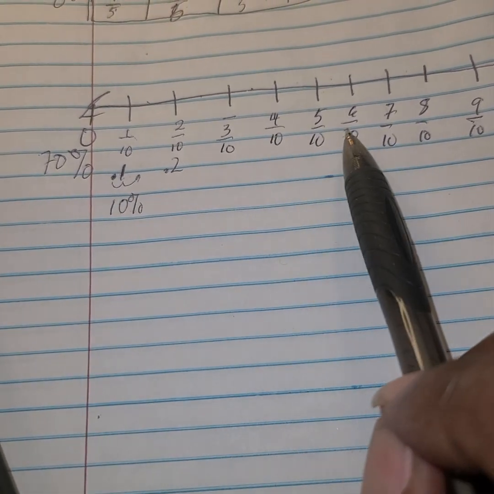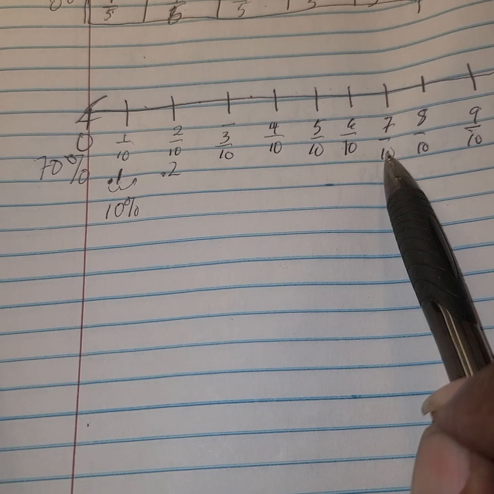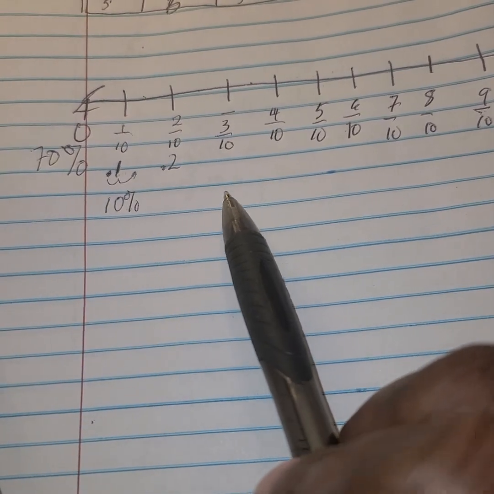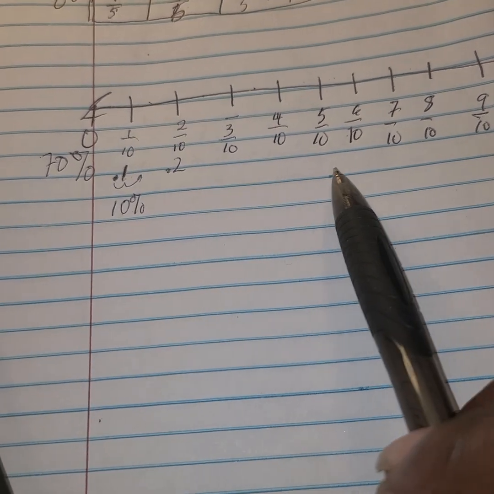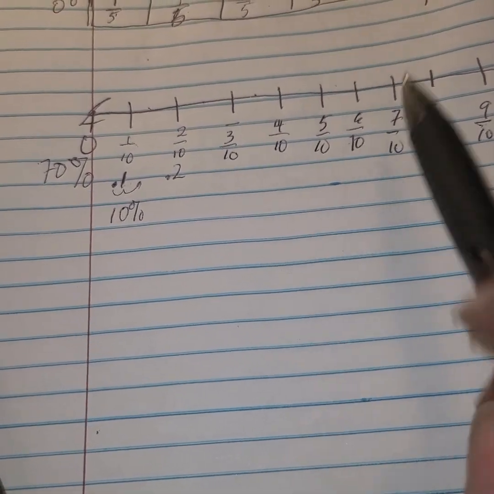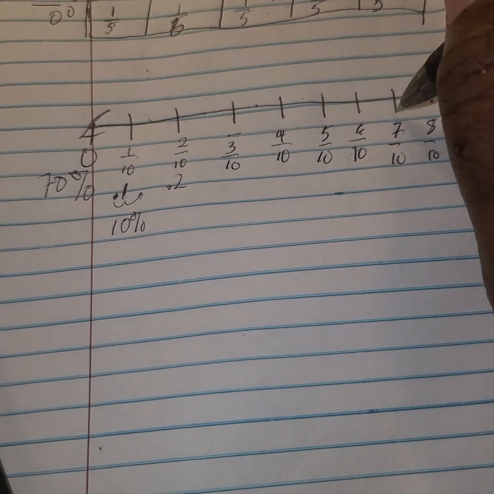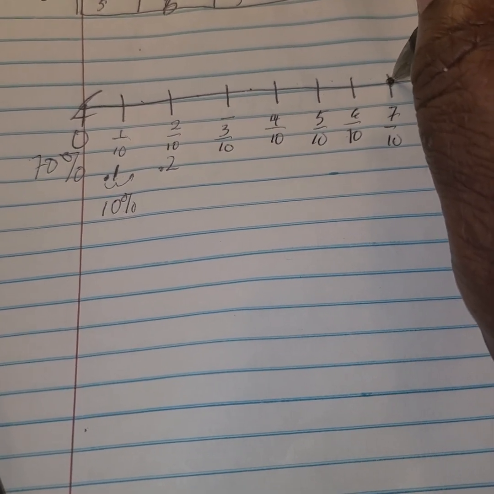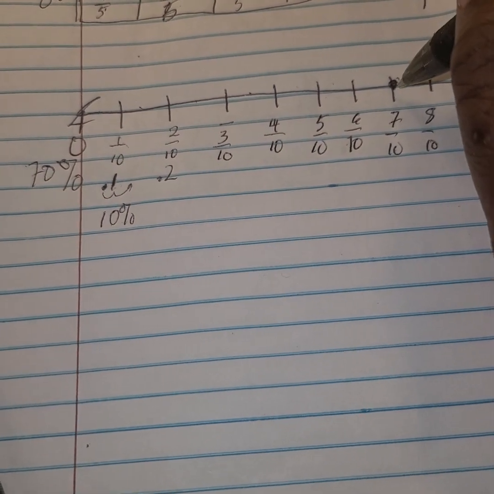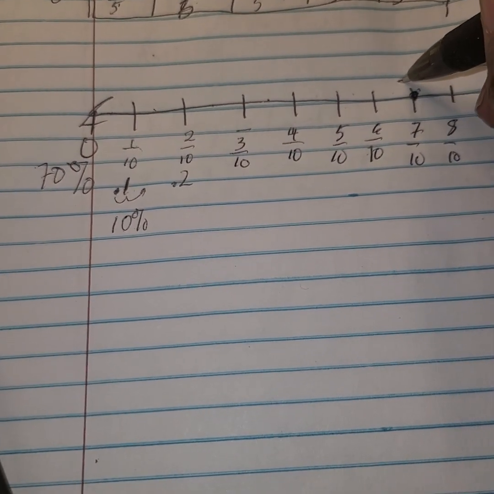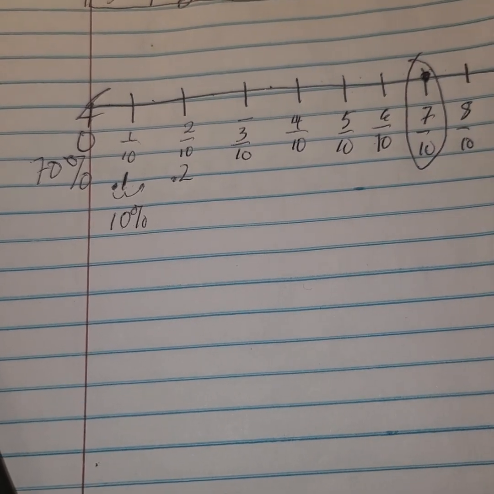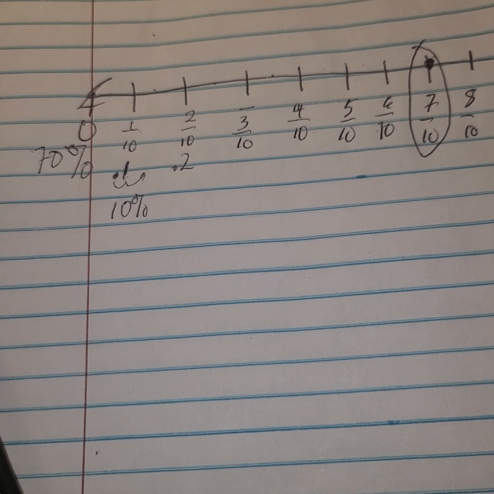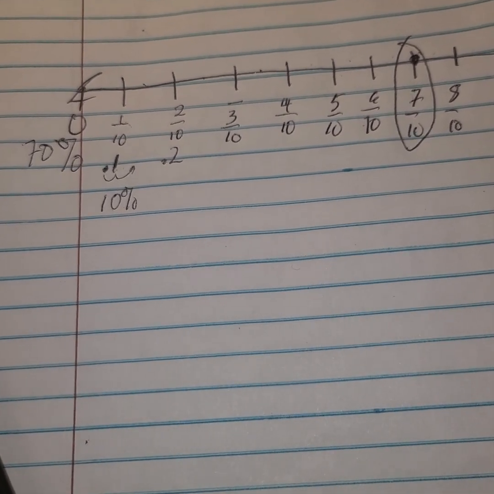70% is going to be the seventh one, because if each one is 10%, 10%, 20%, 30%, 40%, 50%, 60%, 70%. So the answer to the question would be that this line represents 70%. So this line represents 70% on this numerical graph.